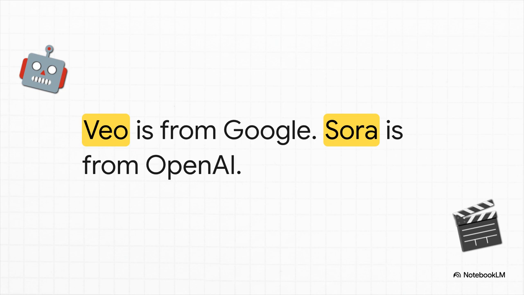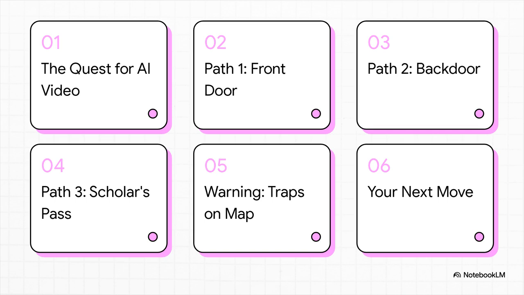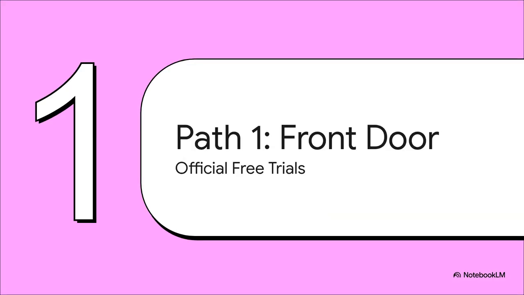We're going to be talking about a few different models, right? But the two heavyweights, the ones everyone is really chasing, are Veo, that's Google's baby, and Sora, which comes from OpenAI. This explainer is your map to getting closer to both of them. I want you to think of this as your personal treasure map. First, we'll check out the most direct route. Then, we'll explore some pretty clever community workarounds and even some special academic passes. But, and this is critical, we're also going to show you where the traps are so you don't waste your time. Let's get started.